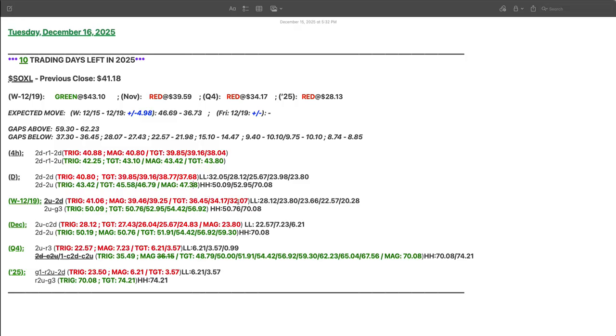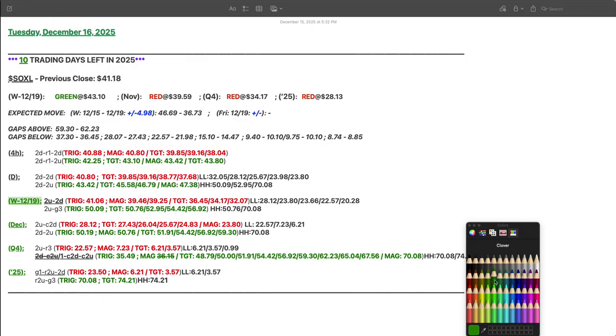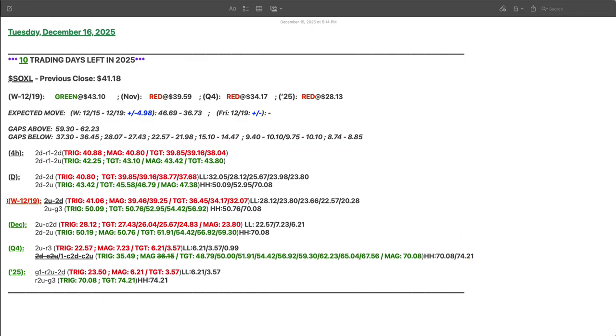We'll stick with the notes. Looked at enough charts here today. Going to the week time frame, we did trigger this 2 up, 2 down. I don't know why this is green. Let's take care of this real quick. Show colors, and we'll make that red. All right, get that out of here. All right, so the week is red, and we have triggered the 2 up, 2 down. We went below 41.06. Now the magnitude of that move is 39.46.